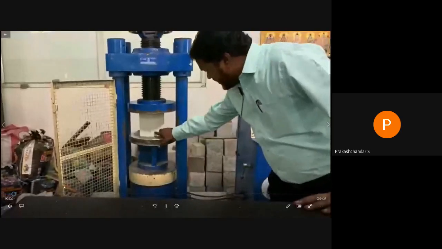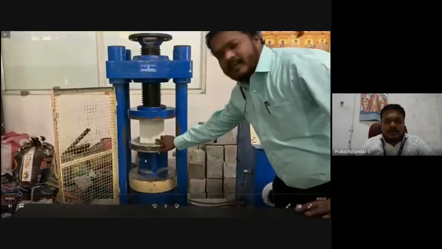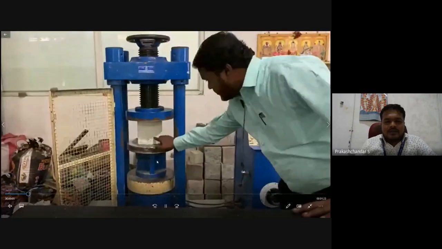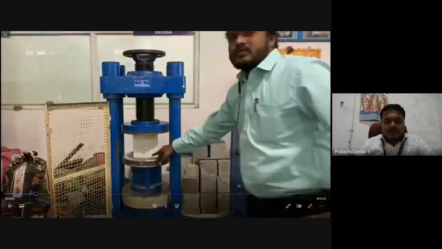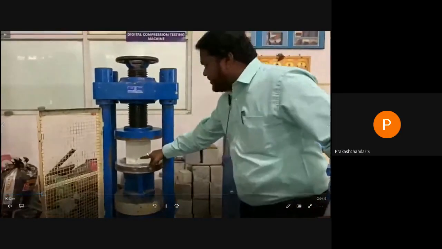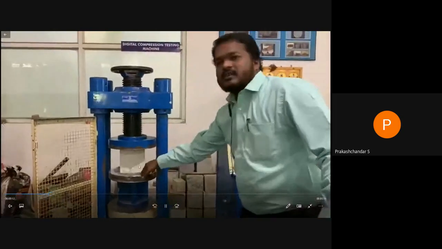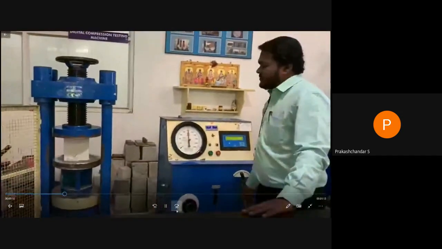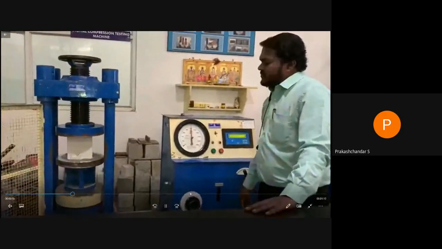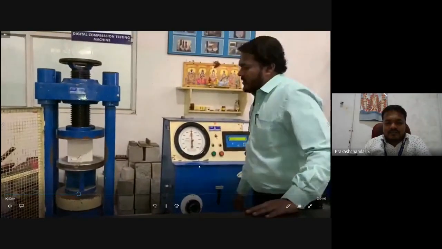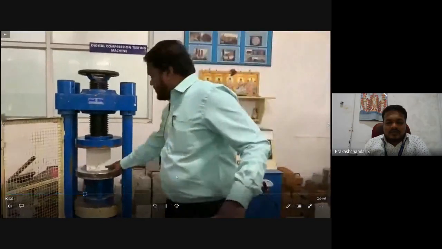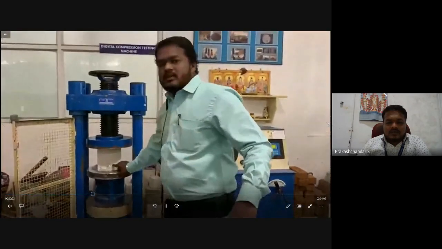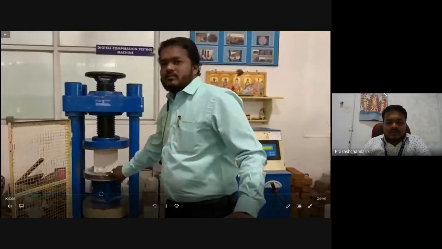So this is a concrete cube kept in the compression testing machine. During the time of loading, you can see the cracks developing on one of the surfaces of the cube, and this is the rate of loading adjustment valve here. So during loading, you are able to view these cracks developing.